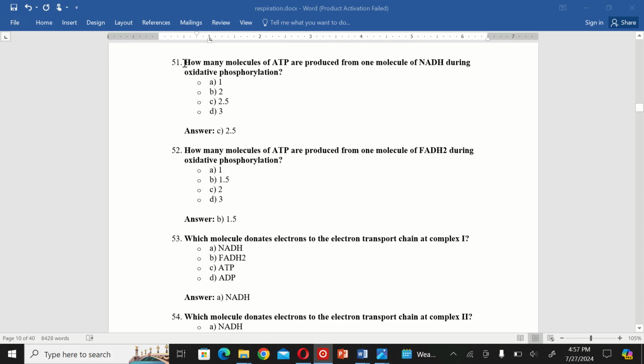Let's get started. So the first MCQ is: how many molecules of ATP are produced from one molecule of NADH during oxidative phosphorylation? A. 1, B. 2, C. 2.5, D. 3. So the correct option is 2.5.